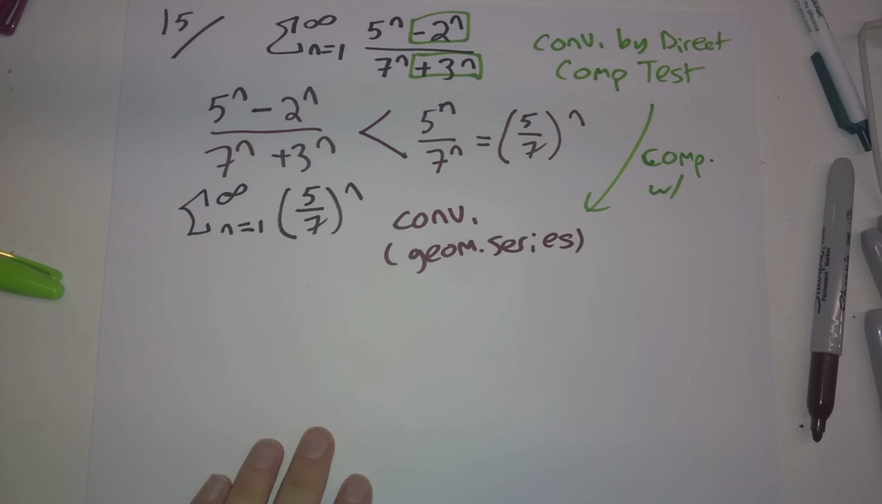Okay, so that was a short and sweet problem here. Direct comparison test. You should try that before you try the limit comparison test. The limit comparison test actually would give you the same conclusion as well, but this way is simpler.